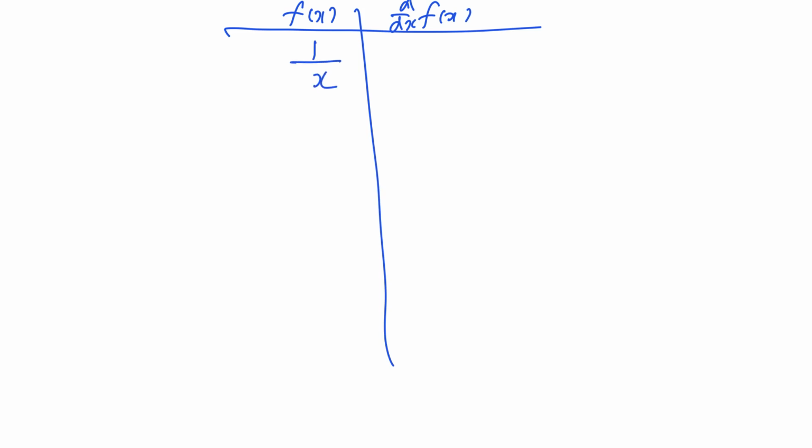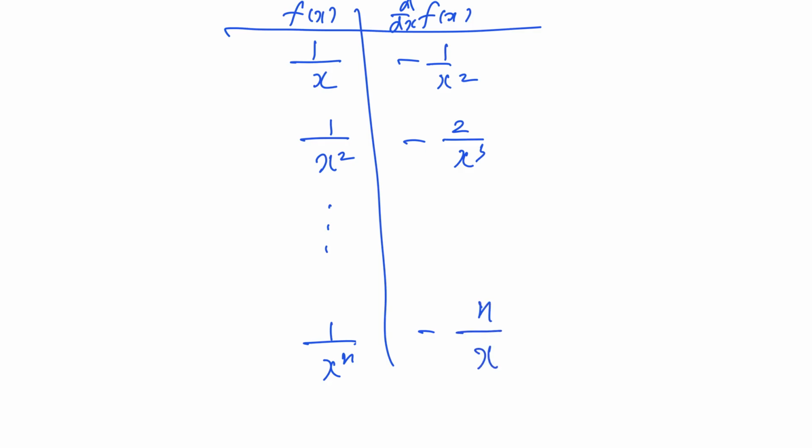We have f(x), d/dx, df/dx. 1 over x, what do you get? Minus 1 over x squared, right? 1 over x squared, minus 2 over x cubed. So we can continue. 1 over x to the n, minus n over x to the n plus 1.